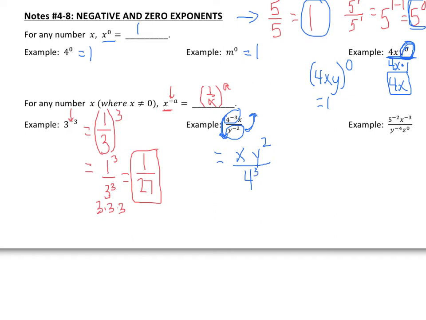And then we just want to simplify anything that we can. Well, the variables don't simplify. They're just going to stay x y squared. 4 to the 3rd power, remember that's the same thing as 4 times 4 times 4, which would be 64. And there's that answer.